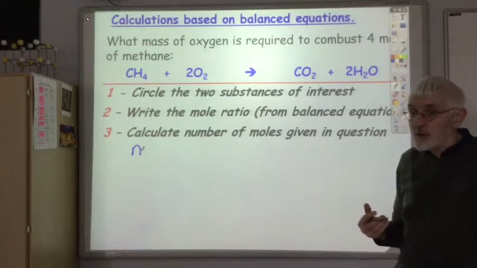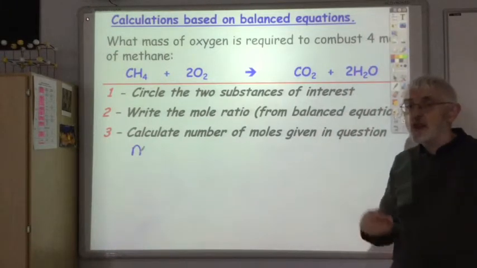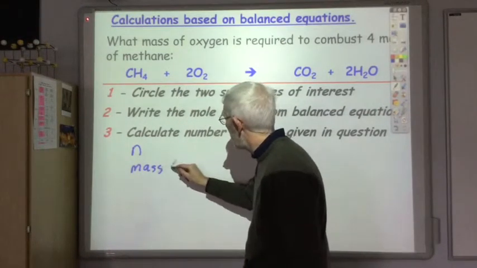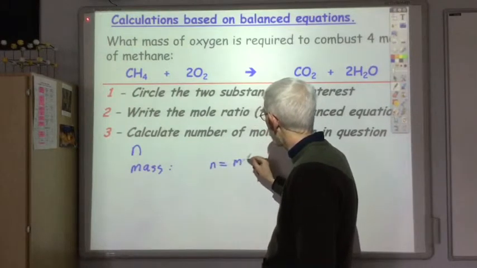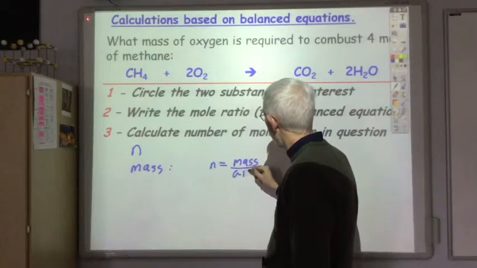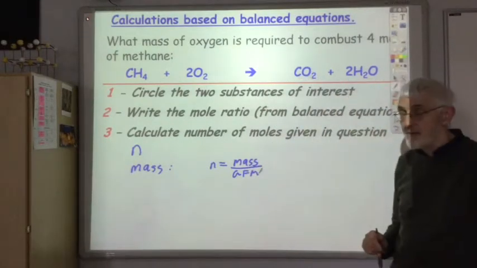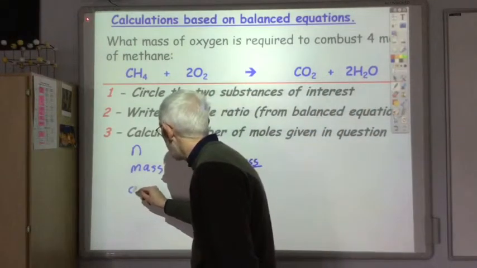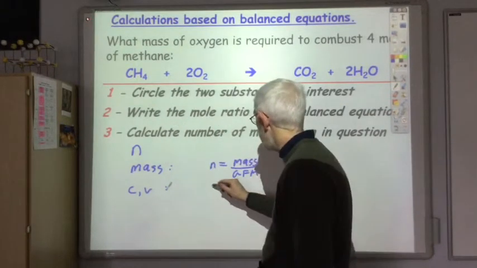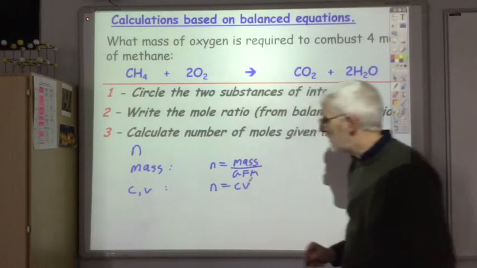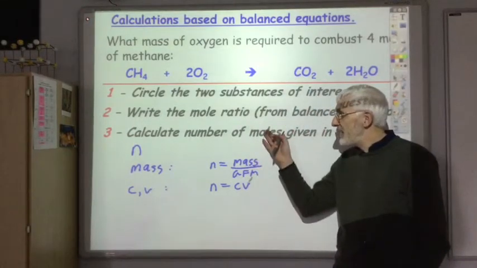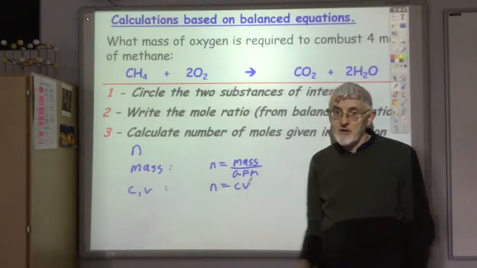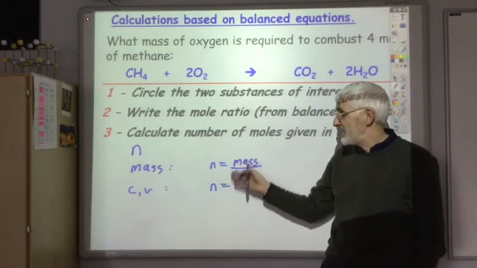But if they make it a slightly harder question, they might, instead of telling you the number of moles of methane, tell you the mass of methane. So they might give you the mass, but if they give you the mass, you know you can work out the number of moles by mass divided by GFM. Or the third way is if it's a solution, they might give you the concentration and volume. In which case, you just use N equals CV to determine the number of moles. So the questions will mainly vary on this third step. They'll either give you the number of moles, or the mass, or the concentration and volume. In each case, you can determine the number of moles.